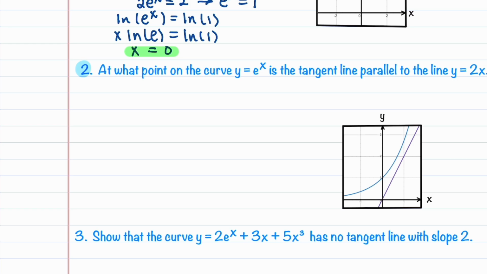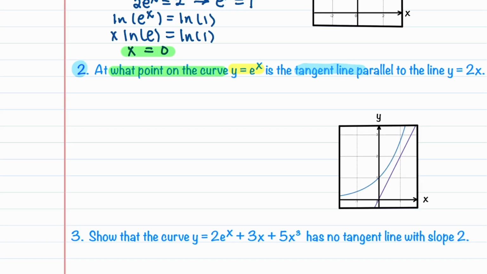Let's now look at our second example. For this problem, we are asked to find at what point on the curve y is equal to e to the x is the tangent line parallel to the line y is equal to 2x. Let's see if we can figure out what we need to do. We want to find at what point on the curve. That clues us in that we need to find x, so let's write that down. We want to find x, and we want to find x where the tangent line is parallel to the line y is equal to 2x.